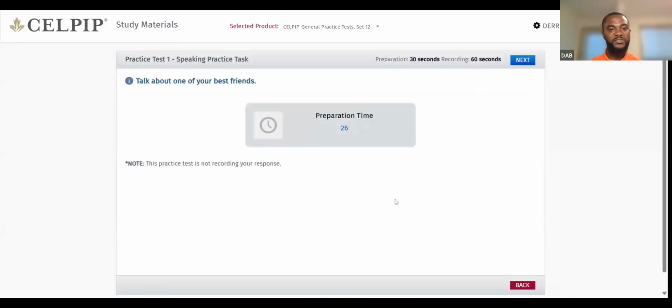With the speaking practice, you have to talk about one of your best friends. You have a preparation time like this. With the 30 seconds, it will count down to 1, then you'll be asked to talk. So there's one question that comes for the practice question. Then you start to talk, whilst the bar moves to the other end. So you keep on talking.